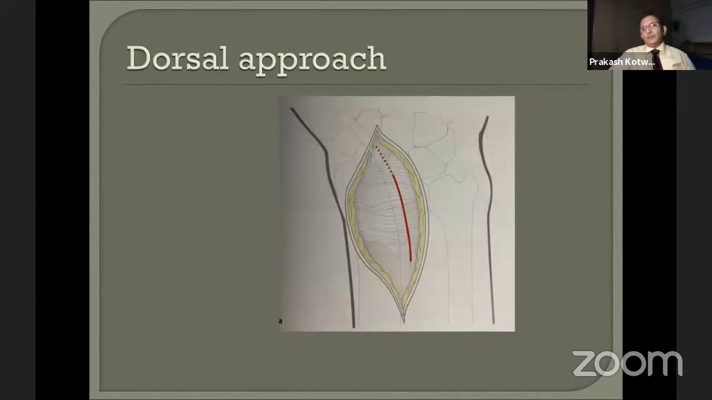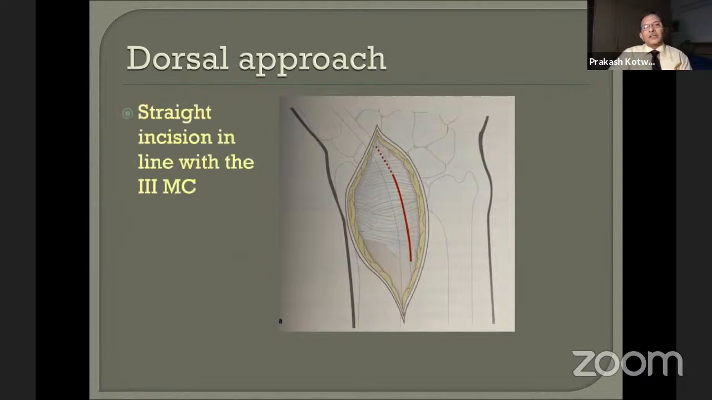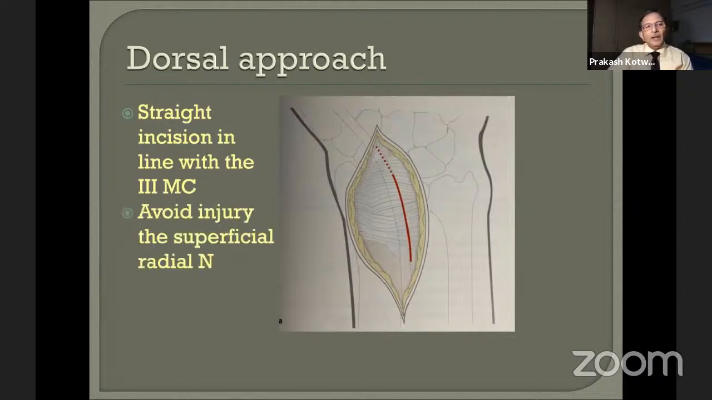The approach for the dorsal plating would be a midline incision just ulnar to the Lister's tubercle. This can be a curved incision like this, or it can be a straight incision in line with the third metacarpal. You must remember to avoid injury to the superficial radial nerve. You must protect it.